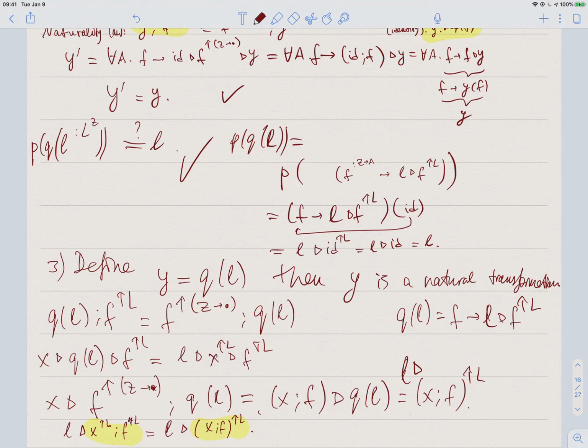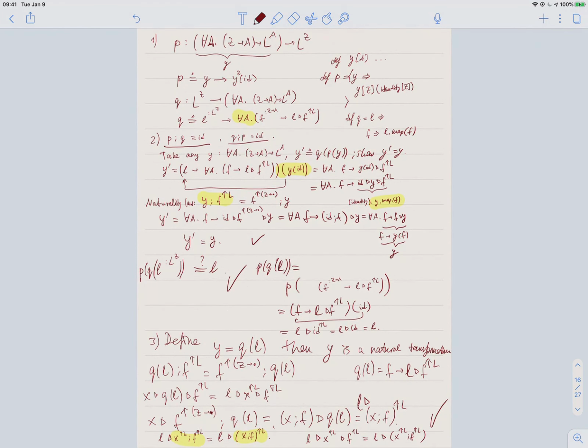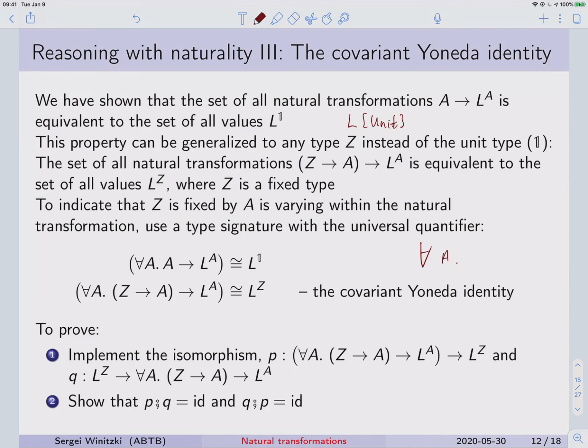And just make sure that you don't miss this step where I say L substituted into x substituted into f is the same as L substituted into composition xl f to L, and that is equal to that. So this completes the proof of the covariant Yoneda identity.